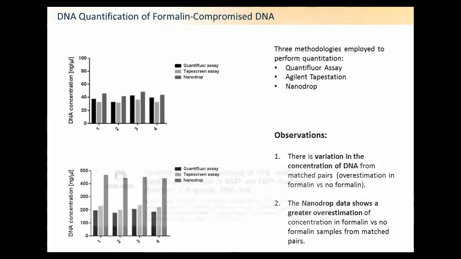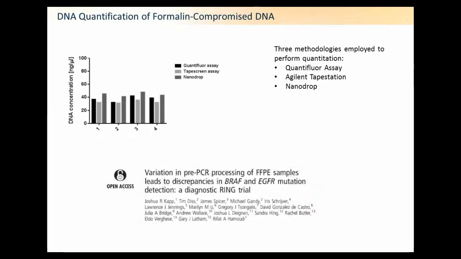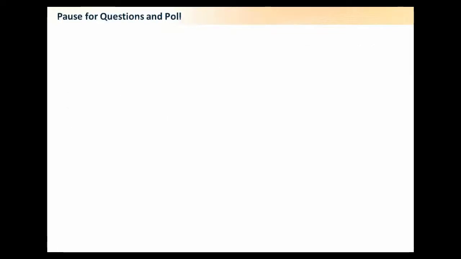Now, altogether, this is all very consistent with the previous paper published a few weeks ago, showing how pre-PCR failures, including DNA quantification, can result in assay failure. And that was done specifically for the BRAF and EGFR mutations. If you would like to download this paper, it is publicly available for free.